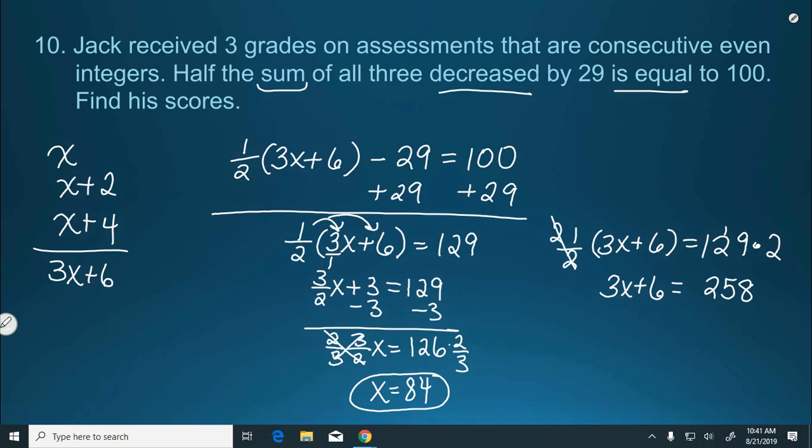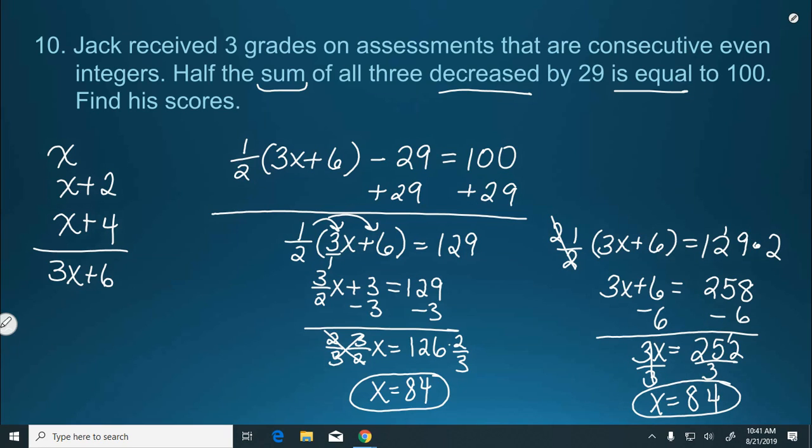And over here, subtract 6. So 3x equals 252. Then divide by 3. And x equals, well, 3 goes into 25 8 times with 1 left over, and 3 goes into 12 4 times. So again, 84. Now we know they were 3 consecutive even integers. So our first is 84, then 86, then 88. So Jack received grades of 84, 86, and 88 on his 3 assessments.